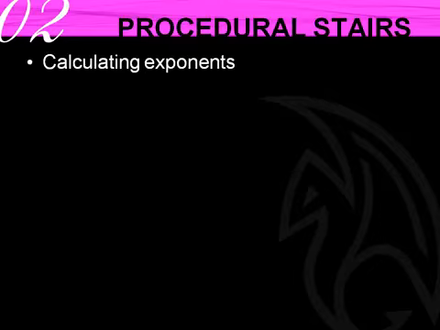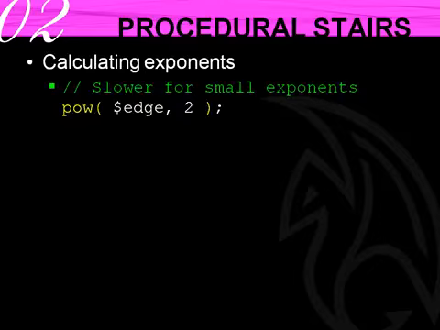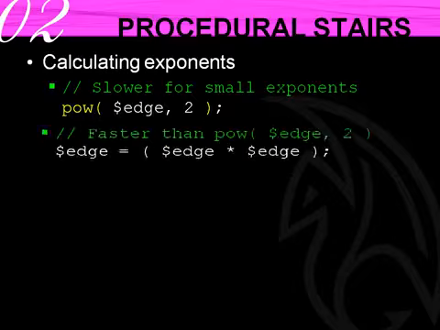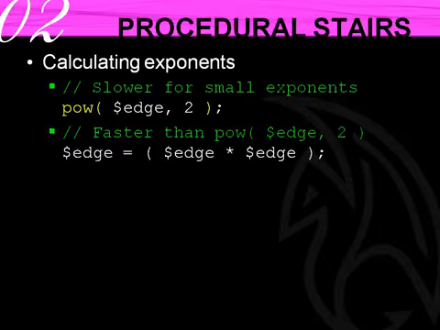So now, one quick note here about calculating exponents. You saw before that I was using the pow command, and what the pow command lets us do is put things to the power of a certain number. In this case, we'd be putting this edge to the power of 2. The problem is that for smaller exponents, i.e. power of 2, power of 3, the pow command is actually slower than multiplying this by hand. So you can see here in the first case, we've done pow edge to the power of 2. In the second case, we've actually just done edge equals edge times edge, which is the same thing as doing something to the power of 2.